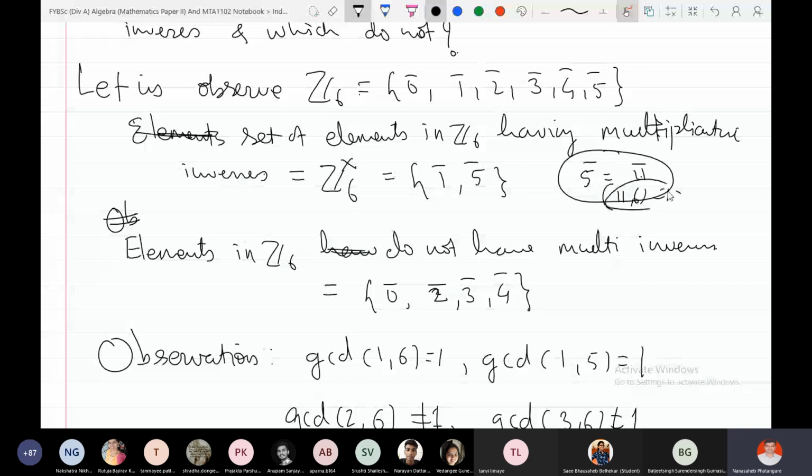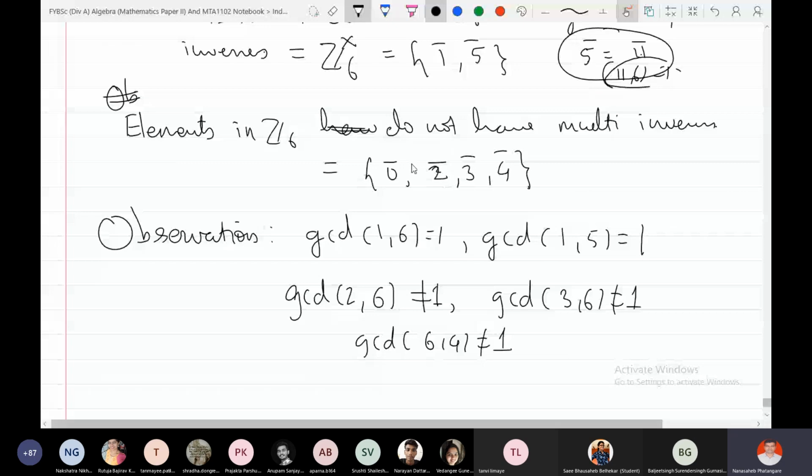And therefore, what is the common thing among these classes in Z6 star? You take any representative of the class of 1, you take any representative of the class of 5, their GCD with 6, right? This is the observation. And for the elements that do not have a multiplicative inverse, you take any element of 2 bar, its GCD with 6 is not 1, it is greater than 1. GCD of 3 with 6 is greater than 1, GCD of 4 also. So this is the main observation. Is the observation clear?